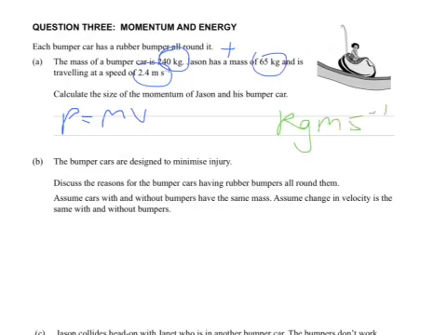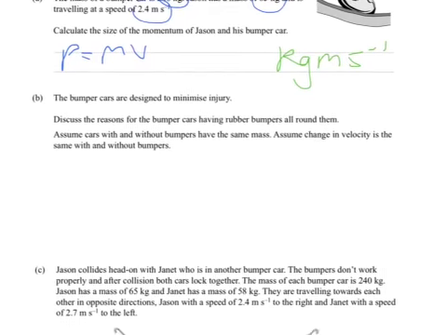B. The bumper car is designed to minimise injury. Discuss the reasons for the bumper cars having rubber bumpers all around them. Assume cars with and without bumpers have the same mass. Assume change of velocity is the same with and without bumpers. If you're familiar with past exams, you'll know exactly what this question is getting at, and you will be able to answer it very quickly. It's getting at the momentum and impulse aspects.